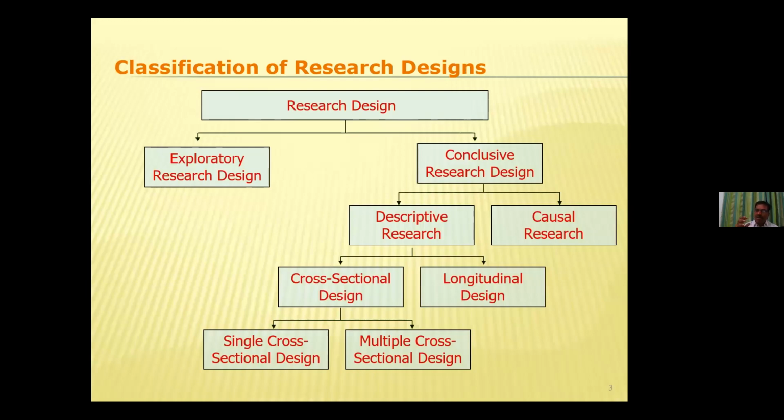Just imagine that you are doing research on the emotional intelligence of human beings in a particular organization. You have divided the population into two categories. One is male, another one is female. Male is one sampling unit, female is another sampling unit. You have collected the same data from both male and female, from the same population, over the same period. This is an example of multiple cross-sectional design. Okay.